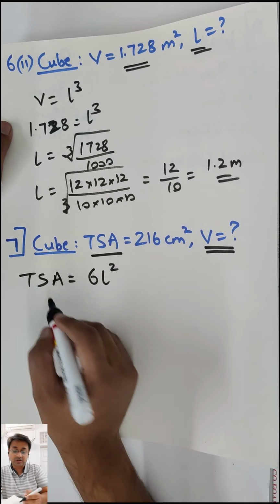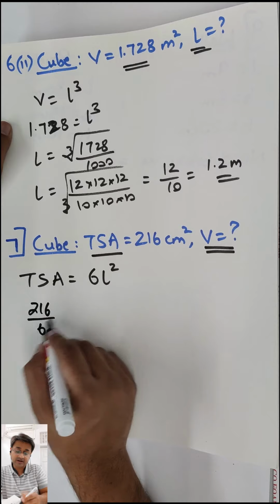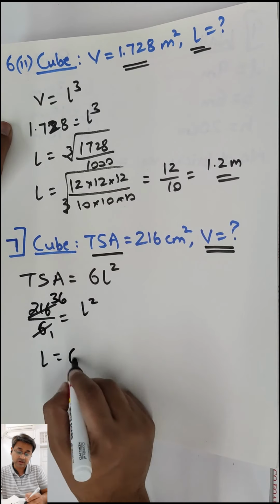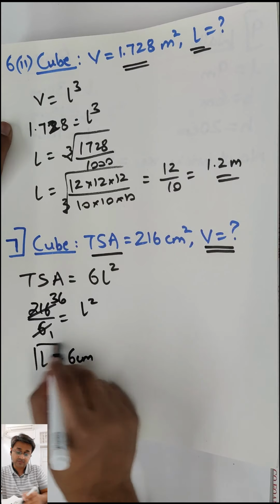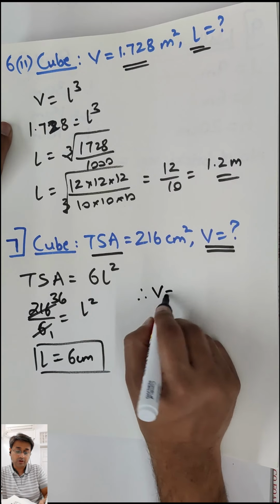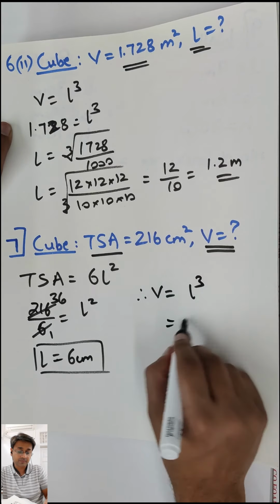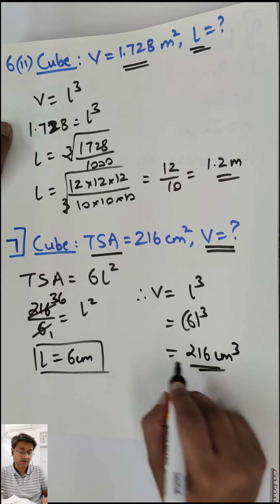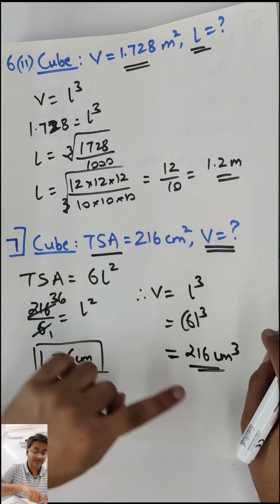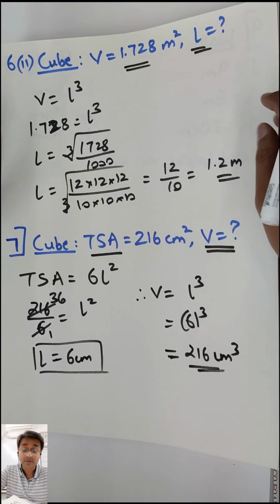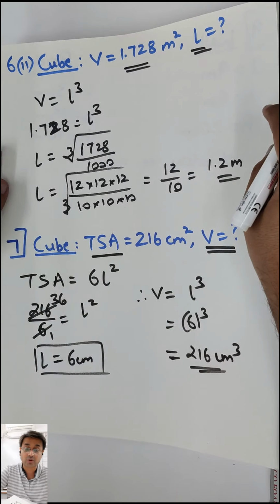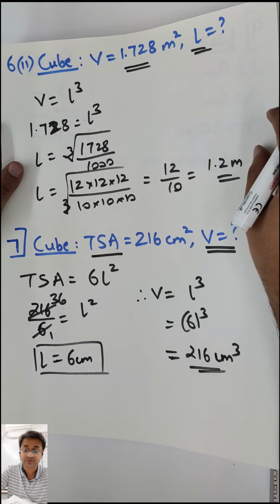Let's see. Total surface area 216 divided by 6 is L square. So 6 ones are 6, 6 sixes are 36, so L becomes 6 centimeters. And therefore volume is L cube. So 6 cube will be 216 centimeter cube. So you started from 216, you reach 216 again. But this will not happen every time, so don't directly say total surface area is volume. It only happens with a few numbers, okay?